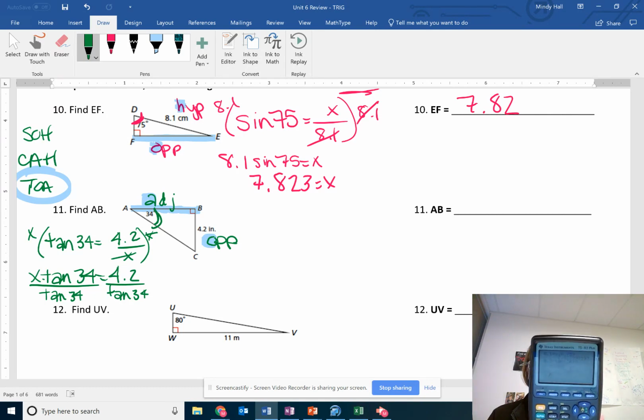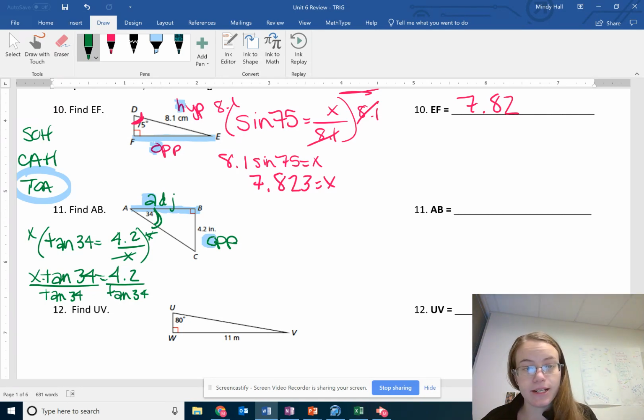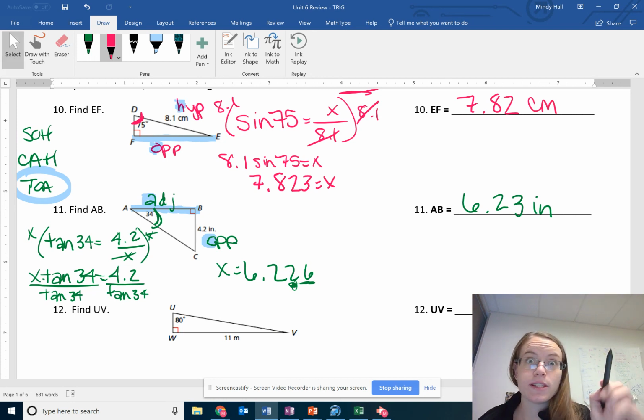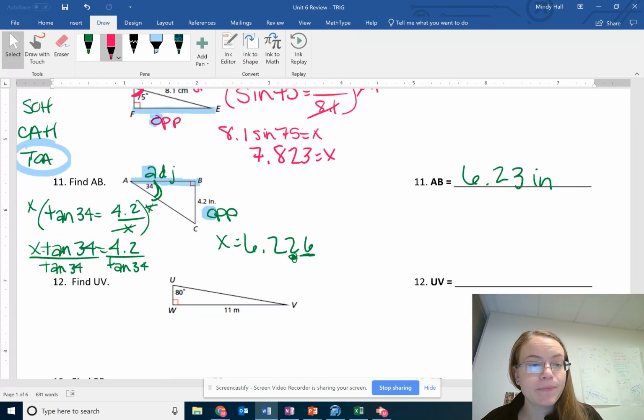And again, most of your calculators can just handle it. But it is 6.226. So because we have that 6 there, it tells us to round this 2 up. So we have 6.23. And this is inches. And the one above was centimeters. Bad me. Always include your units if you have them.